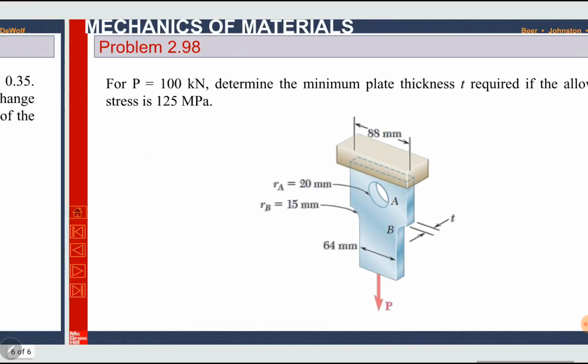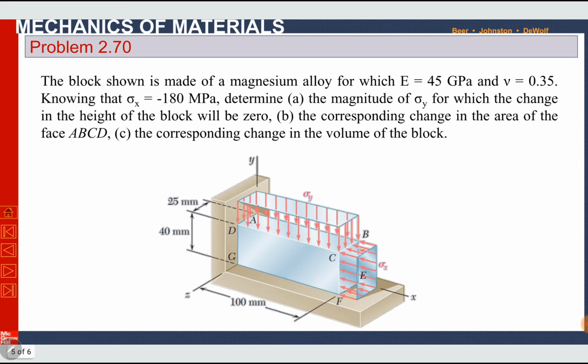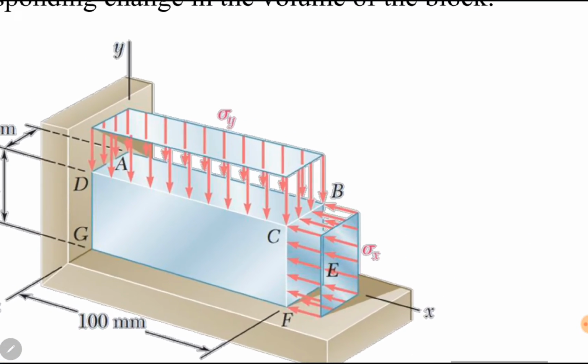The next problem is problem number 70 from the exercise. The statement is: the block shown is made of magnesium alloy for which the modulus of elasticity E is 45 gigapascal and Poisson's ratio nu is 0.35. Knowing that sigma x, the stress in the x direction, is minus 180 megapascal, it is compressive. It is shown here, sigma x.